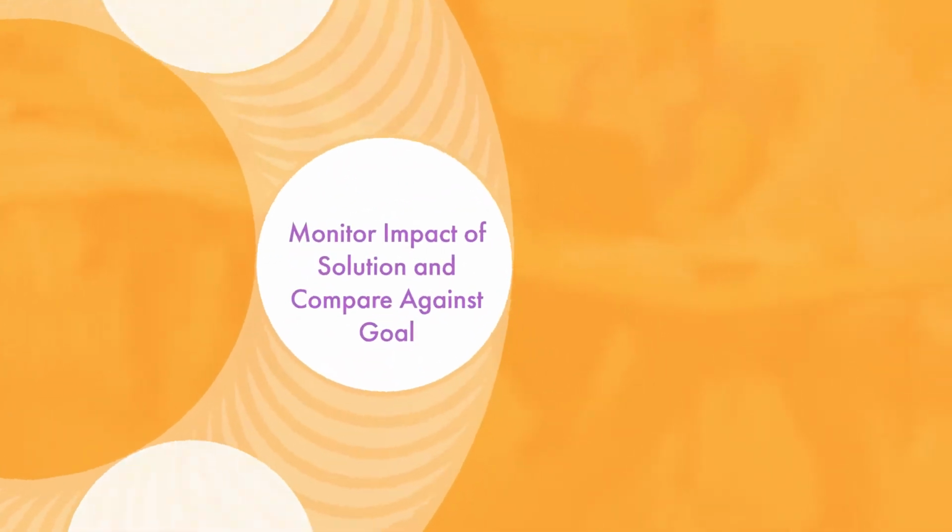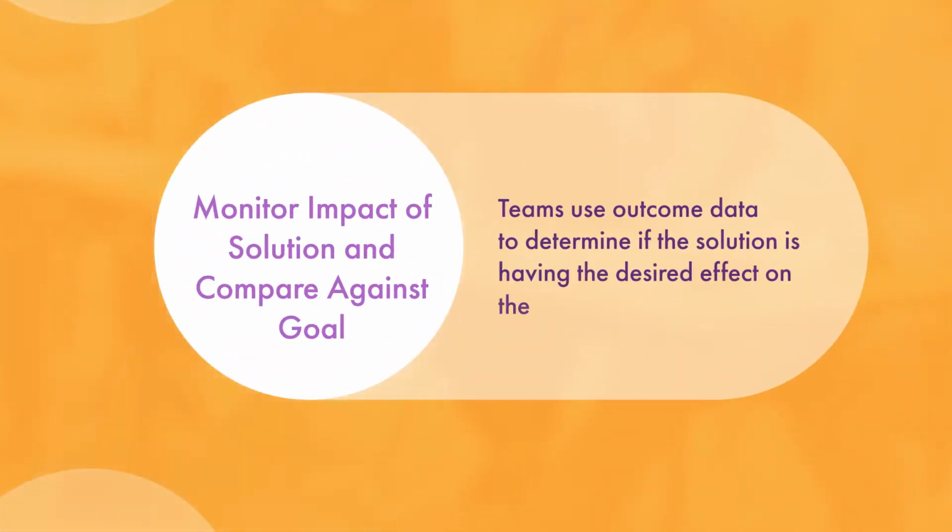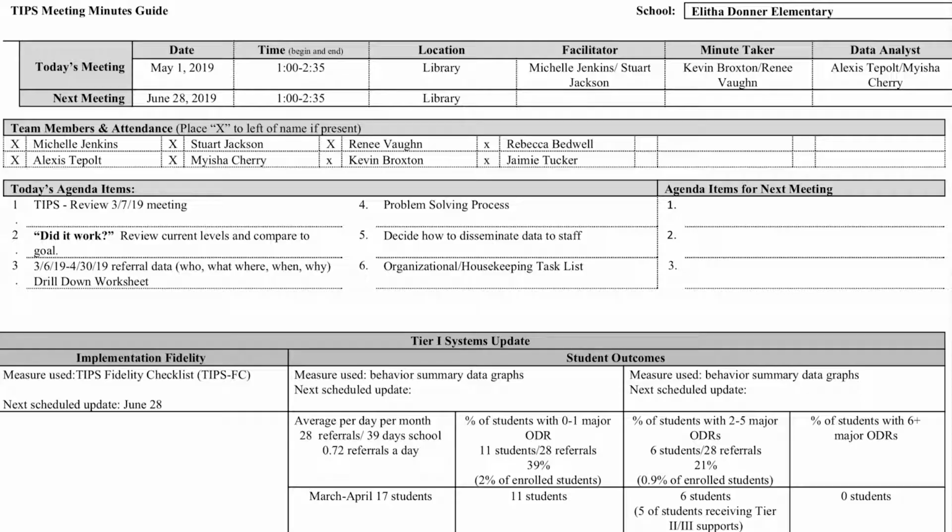Using the TIPS format and problem solving with a number of different adults at the table increases the probability that the goal that we set will be successful. Monitor the impact of your solution and compare against your goal. Our goal was to reduce referrals for disruption and defiance in the classroom in second grade to less than 6 by May 1st. So we'll go over to our data divers and ask, did we reach our goal?